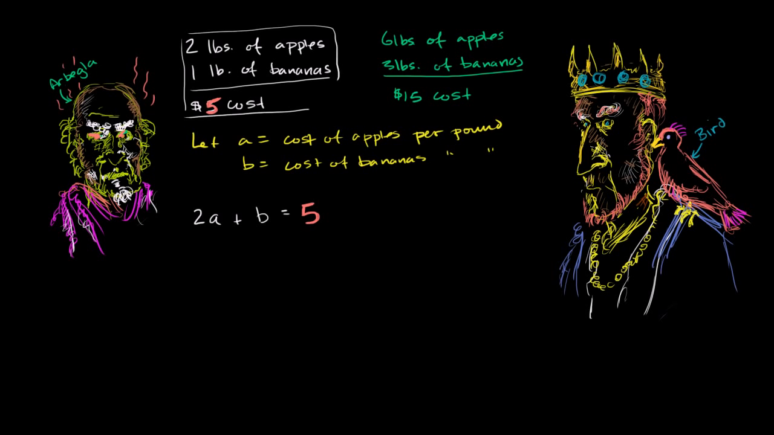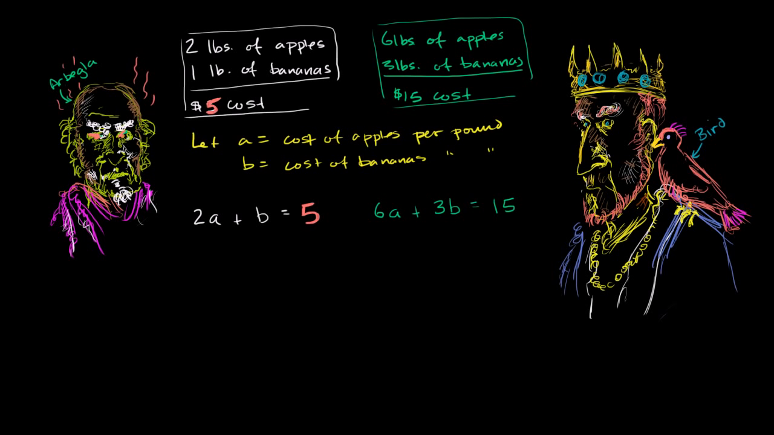6 pounds of apples is going to cost 6A, 6 pounds times A dollars per pound. And 3 pounds of bananas is going to cost 3B, 3 pounds times B dollars per pound. The total cost of the apples and bananas in this trip is $15. So once again, you say, let me try to solve this through elimination, and cancel out the A's. I have 2A here, I have 6A here. If I multiply the 2A by -3, this will become a -6A, and it might cancel out.